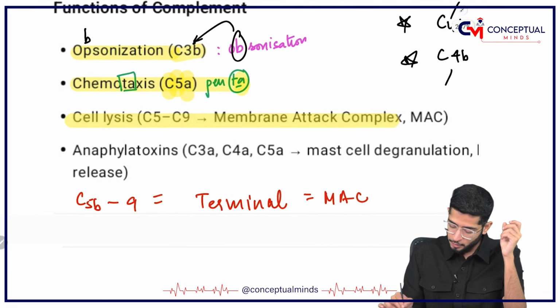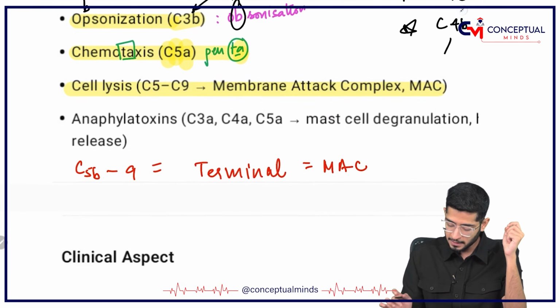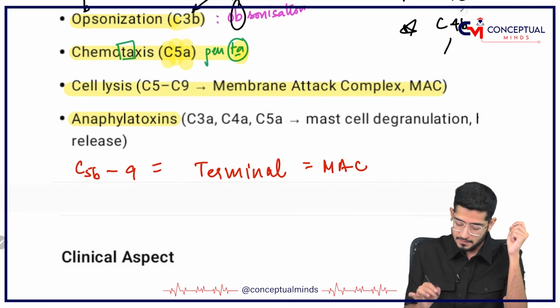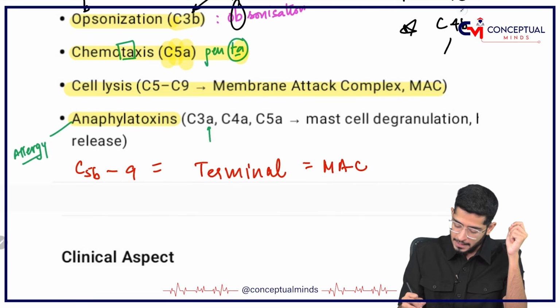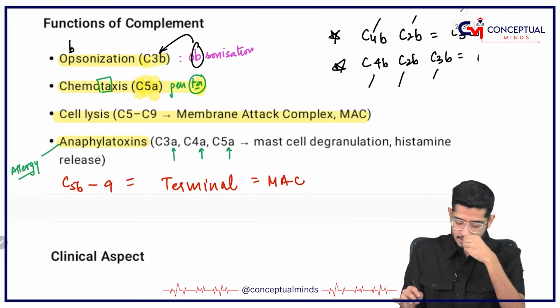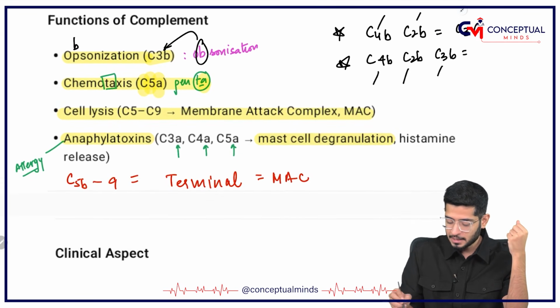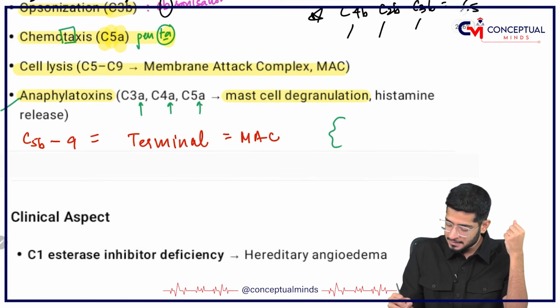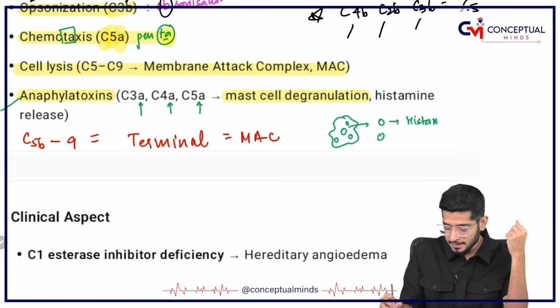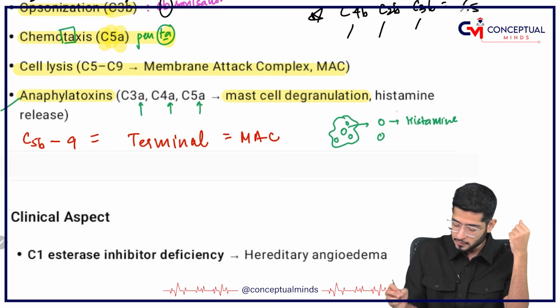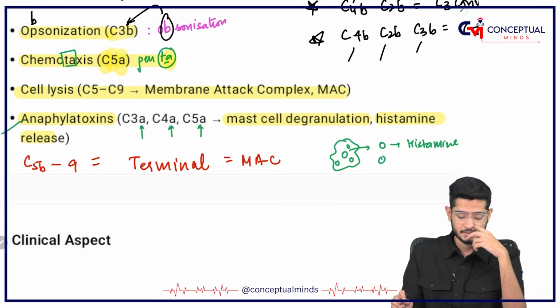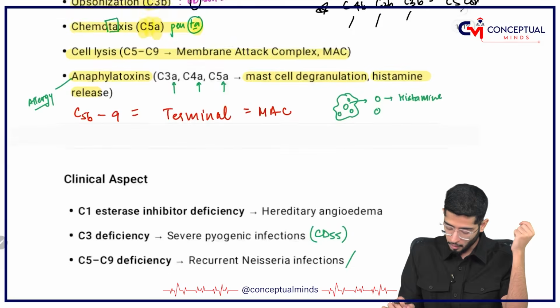Cell lysis, I have told you, membrane attacking complex C5 to C9. Anaphylatoxin, that means responsible for causing allergy, anaphylaxis. Who all are involved? C3a, C4a, C5a. Okay, they are responsible for mast cell degranulation. That means the mast cell is having some granules inside it, and once these granules are going to come out, they are going to release what? They are going to release histamine. Okay, they are going to do histamine release, right? So this is about the functions of complements.